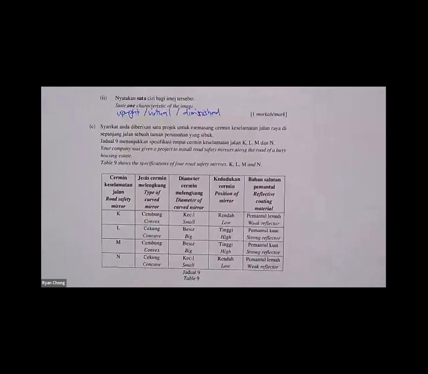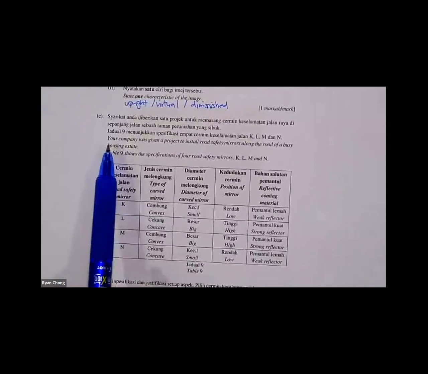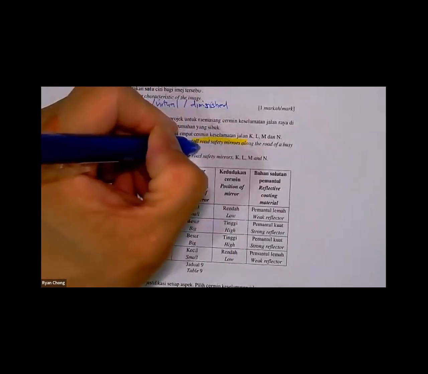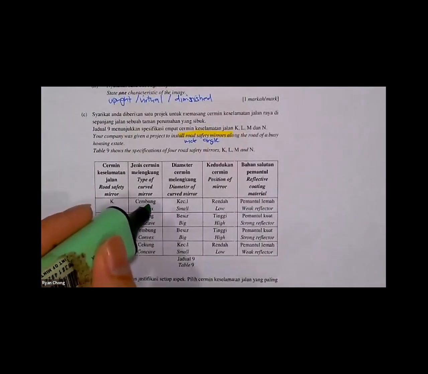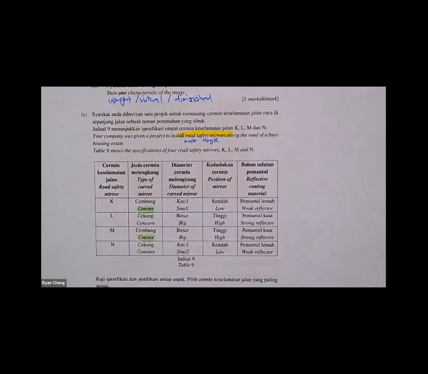Okay, now question C. It will be the selections once again. Your company was given the project to install the road safety mirror. When they mention road safety mirror, it means that you have to use the wide angle, because only this you can see the image from all the sides. So convex or concave? Of course, we choose convex mirror, because convex mirror is a wide angle mirror.